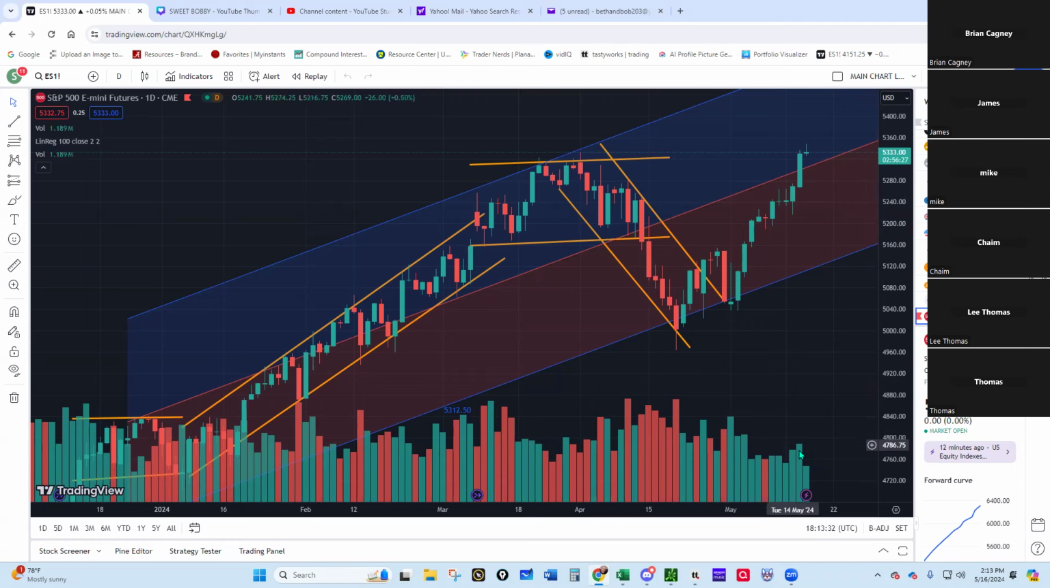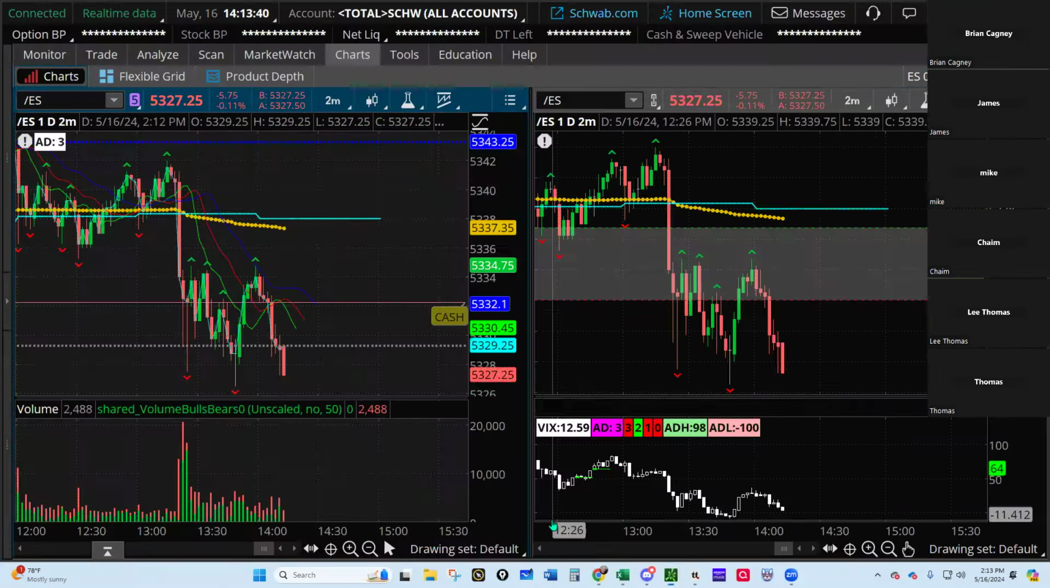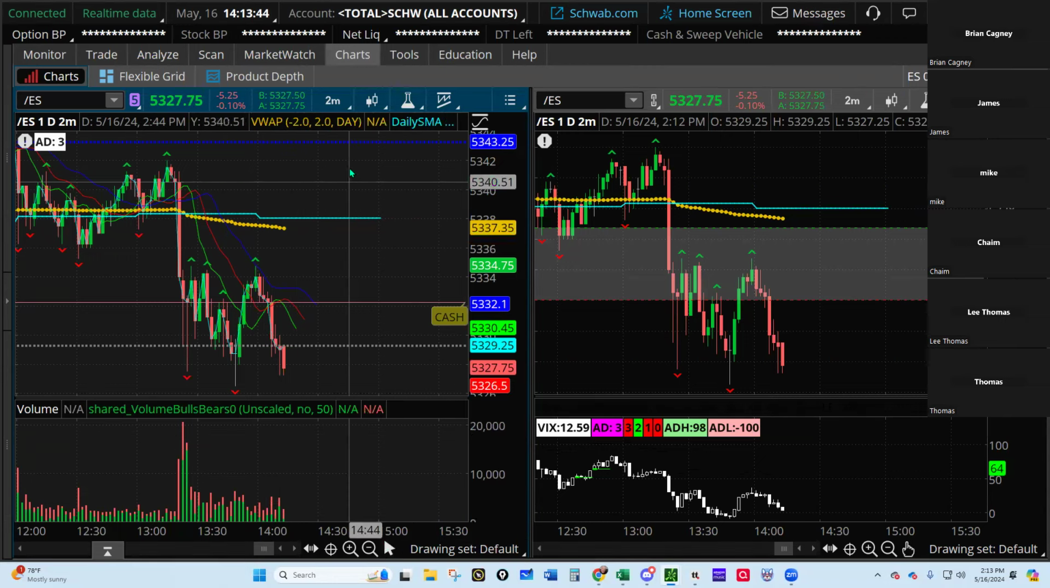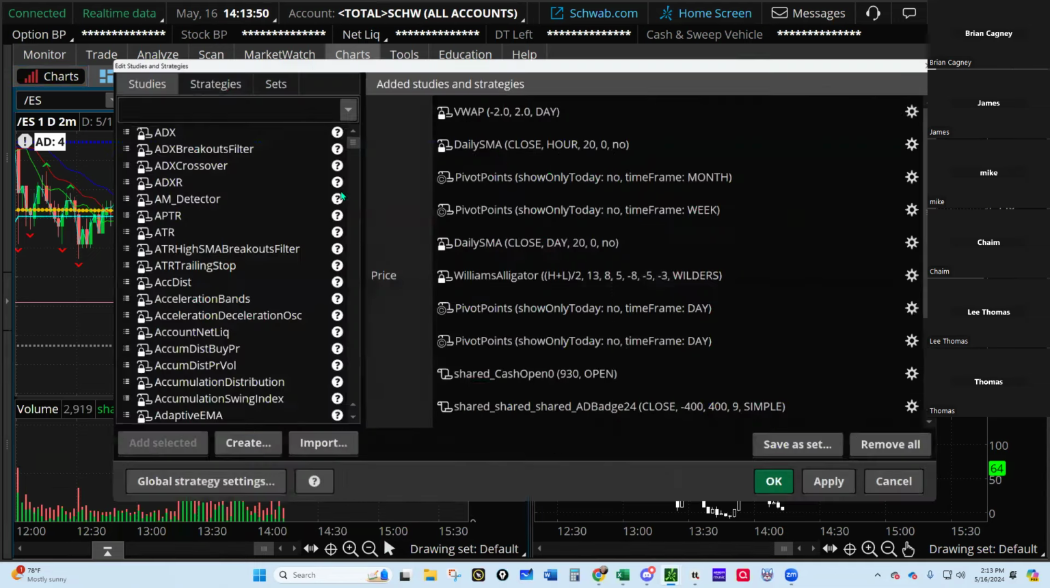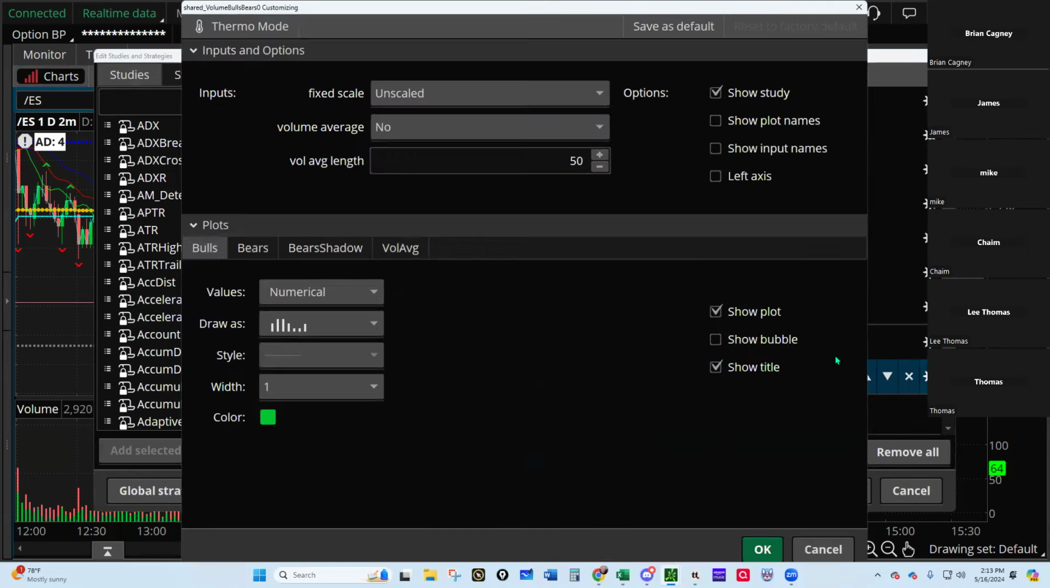Volume has come down some, you see it in the uptick, but it doesn't look like it's fully exhausted yet. I've about got all this done, except let me see if y'all have this. Do y'all have the average line? Let me show you what it looks like. Let me edit studies and show you the open shared bull bear volume, where it's got the volume average. Its value is numerical.